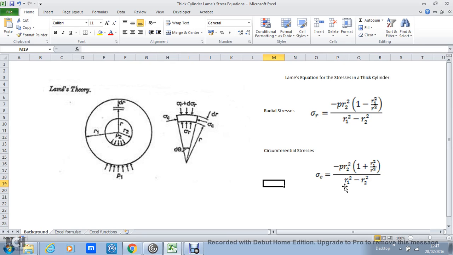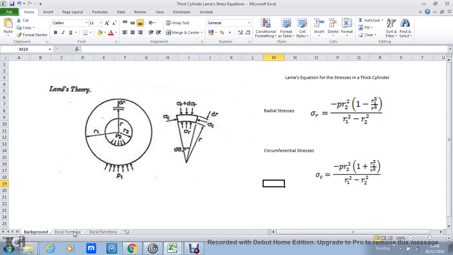And also we have the formula down here for the circumferential stress. It's almost identical. The only difference is that we have a minus in the radial formula and we have a plus here in the circumferential formula. Everything else is the same. So once again, the only variable in here is small r.